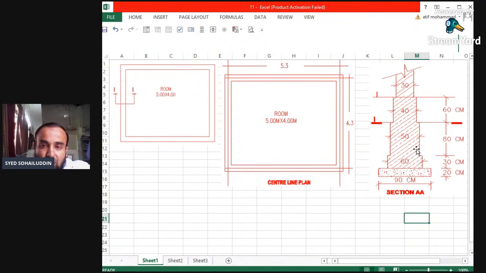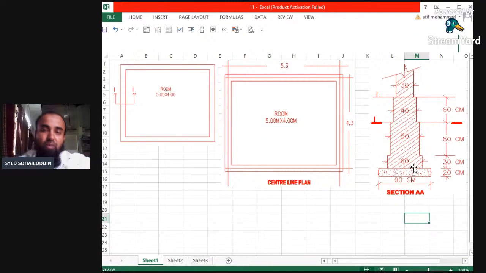Here the dimensions in the section are also given. The PCC width is given as 90 centimeters. The depth of PCC in this section has been given as 20 centimeters. The first step UCR is given as 30 centimeters, whereas its width is given as 60 centimeters. All dimensions are in centimeters, so we have to convert this into meters, because we will calculate the quantity of earthwork in excavations in meter cube, or the quantity of PCC in meter cube.